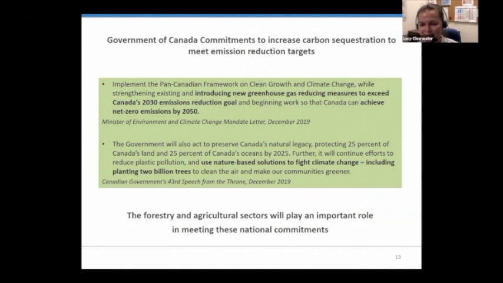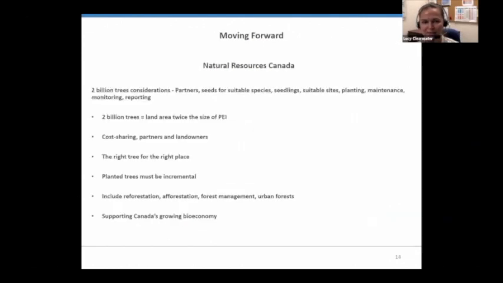And while final details are still being determined, there are discussions involving the conservation and restoration of forests, grasslands, agricultural lands, wetlands, and coastal areas. And it's very clear that both the forestry and agricultural sectors will have quite a role to play in realizing these commitments. And of course, the provinces and territories will also have a pivotal role in delivering on this file.